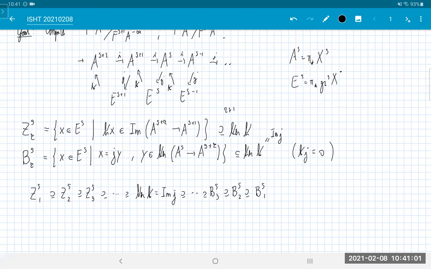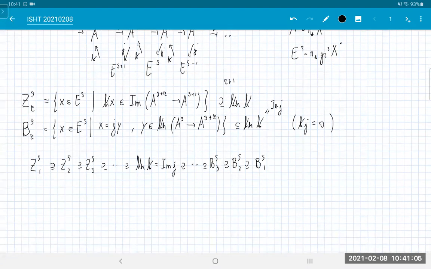Okay. And I'm going to define E_s^r to be Z_s^r modulo B_s^r. And hopefully I haven't screwed up the indices.